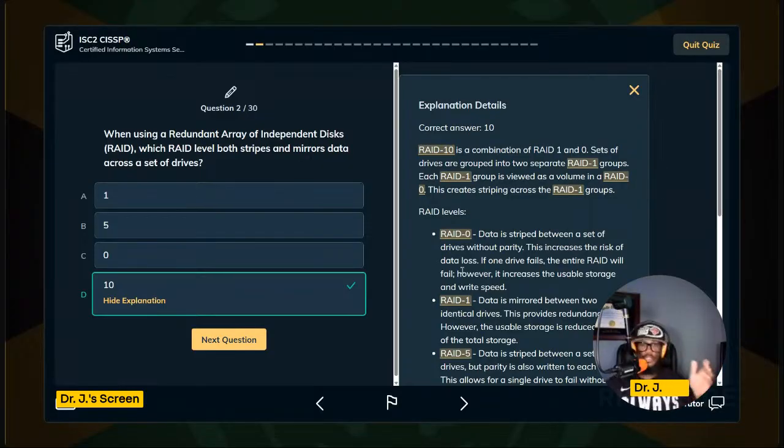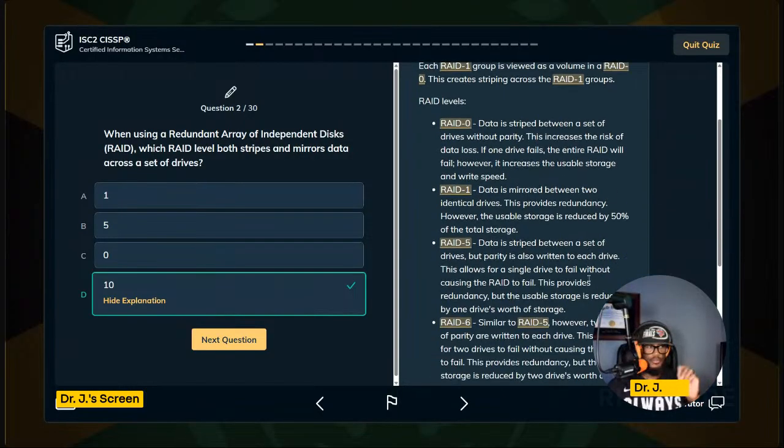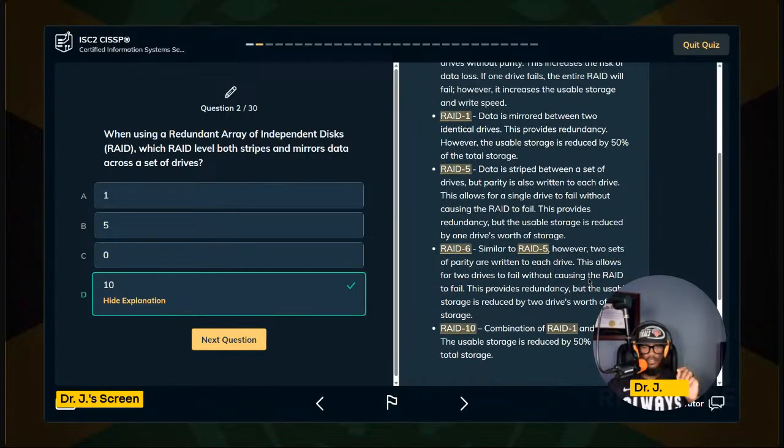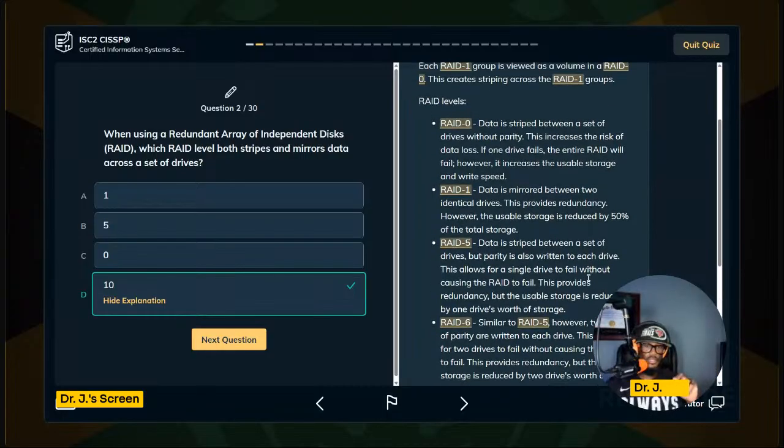A set of drives are grouped into two separate RAID 1 groups. Each RAID 1 group is viewed as a volume in a RAID 0. So this creates a striping across the RAID 1 groups. RAID 10, yeah, it's a combination of RAID 1 and RAID 0. Usable storage is reduced by 50% of the total storage.